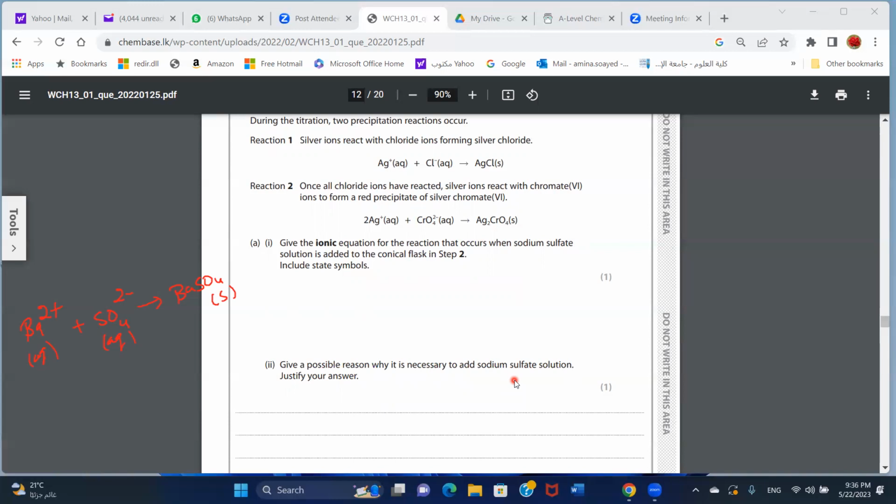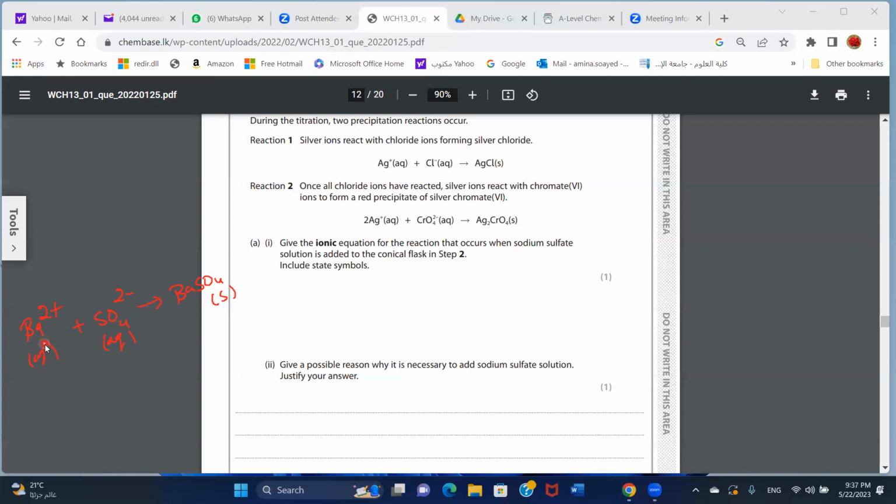And why do we want to remove the barium ions? Because then they would form a precipitate with the chromate ion. Yes, bravo, excellent. Here we added the barium sulfate. They said give a possible reason why it is necessary to add the sodium sulfate. It is, as Rodina said, to remove the barium ions, because when we add the sodium sulfate, the barium ions would react with the sulfate ions to form barium sulfate.